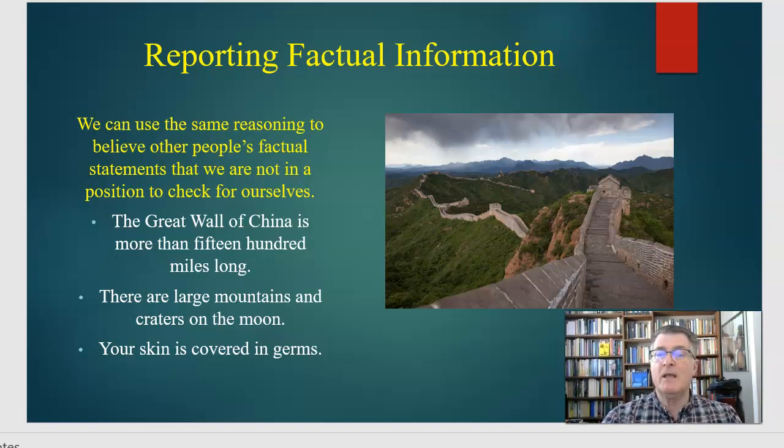Several examples here. The Great Wall of China is more than 1,500 miles long. Well, it's more than that, so we know that it travels the entire length of a border. It's very, very long. Somebody may have been able to measure it using, I'm sure, satellite imagery or something. But it's something we simply assume. We just assume that is correct. Large mountains and craters on the moon. Now, of course, everyone's interests are on Mars.